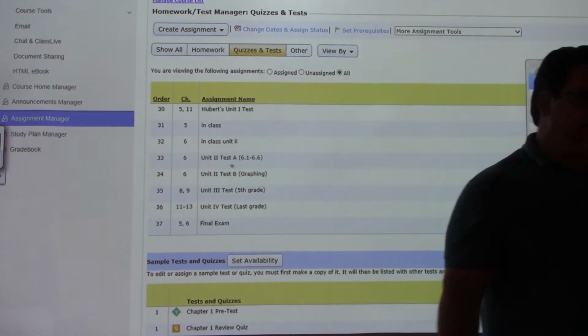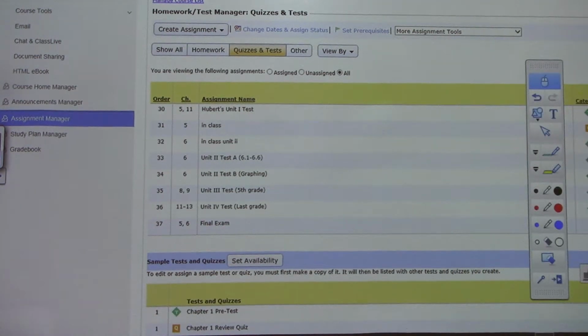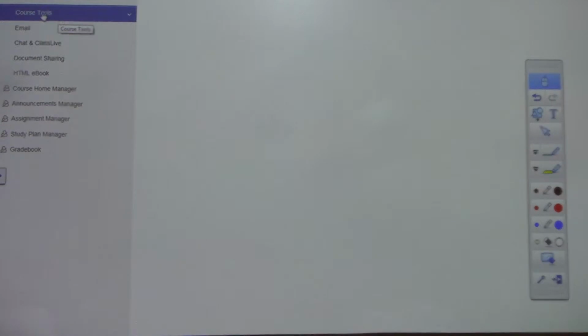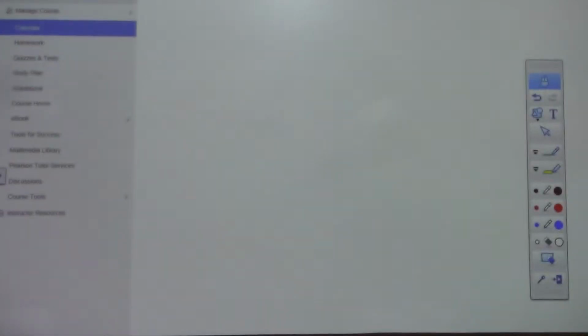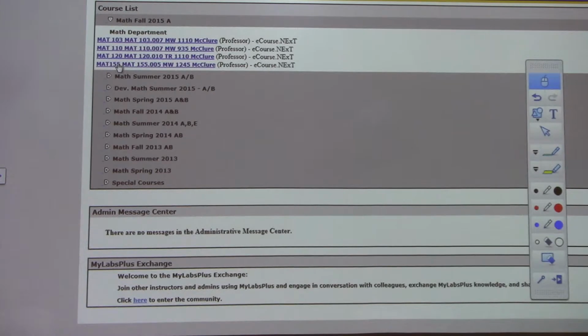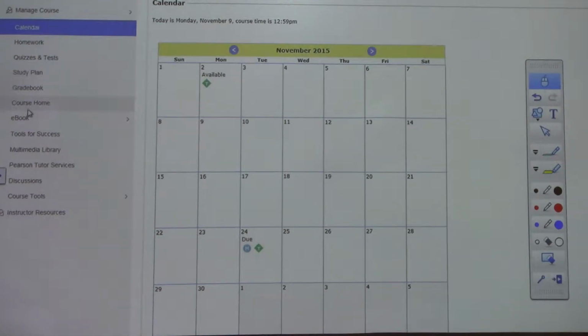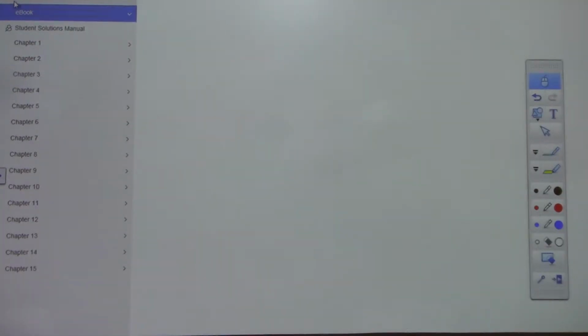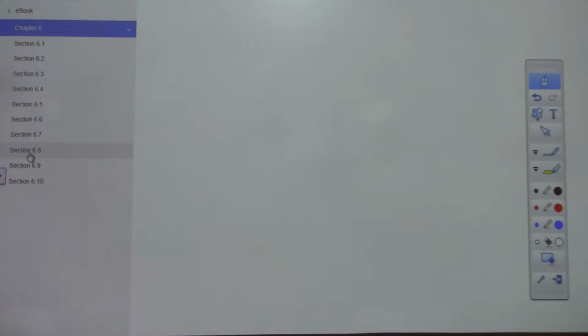Unit 2, graphing, that's 6.7. Go ahead and get to the section of the book that I'm going to talk about. Probably you're going to use these handouts probably Wednesday, but let's see, are we on the right book? Yeah. What chapter is this? 6.7?